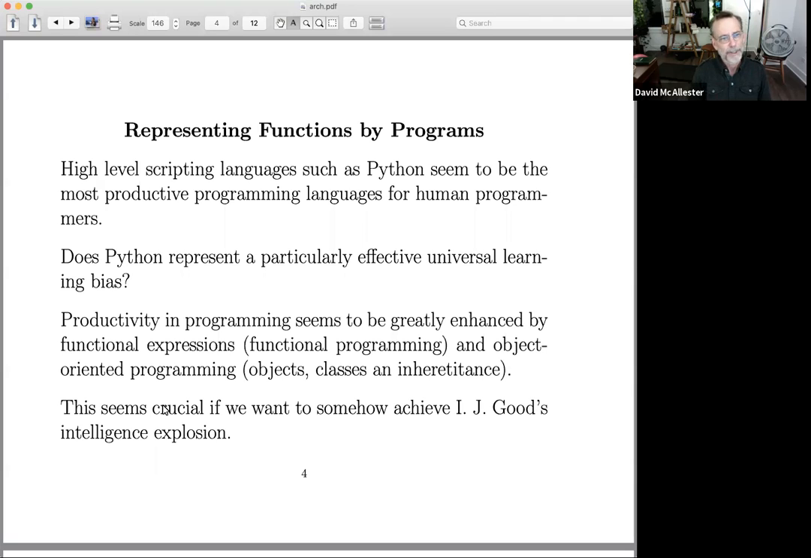And it does seem to be true that high-level languages greatly increase the productivity of human programmers. And if we're ever going to get to this intelligence explosion, presumably these high-level programming languages are or will be relevant or significant in our understanding of how to get computers to take over the process of designing themselves.